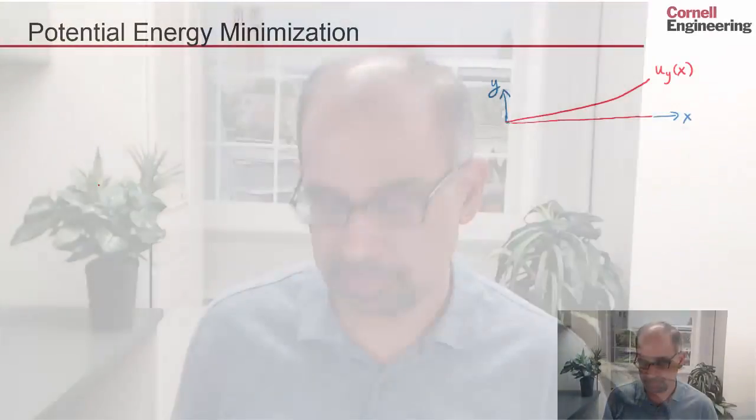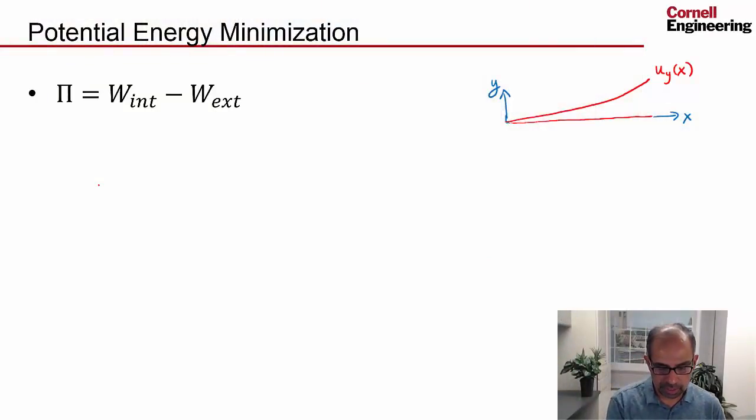Let's take a look at what is involved in the minimization of the total potential energy of the beam. The total potential energy of the beam is equal to the work done by the internal forces minus the work done by the external forces. So the internal forces contribute to the potential energy and the external forces also do, and they have opposite sign.